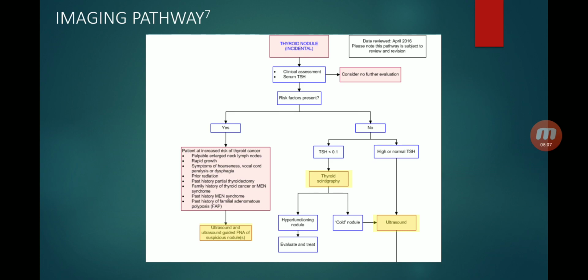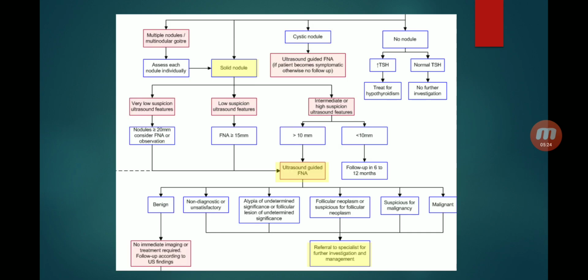In this case, a cold nodule might represent cancer mass. Therefore, ultrasound will be requested. If patient has high or normal TSH level, an ultrasound will also be requested. Followed by ultrasound, if a solid nodule is found, which may represent a cancer mass, depending on the degree of suspicious feature and the size, ultrasound-guided fine needle aspiration will be requested. Treatment plans will also differ with different results. As you can see in the highlighted part on the yellow section of the picture, they will be referred to specialists for further investigation and management.